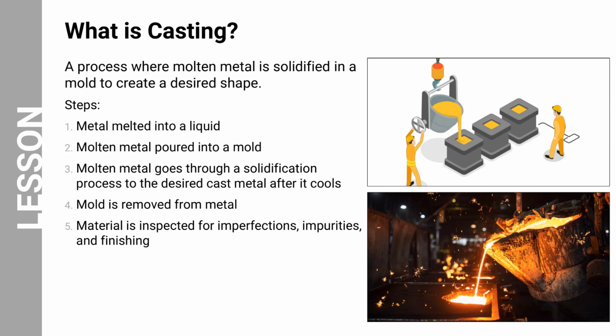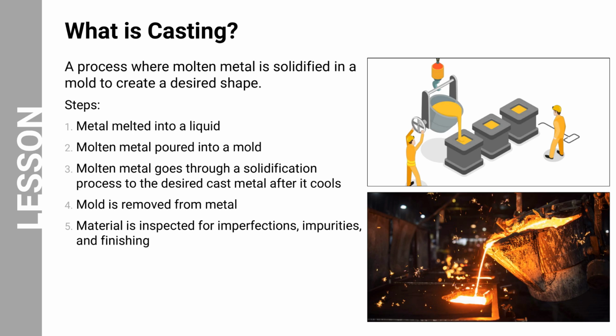Casting is when molten metal is solidified in a mold to create a desired shape. The process begins by melting the metal into a liquid state. Once liquefied, the molten metal is carefully poured into a prepared mold that has been shaped to match the desired final product. The metal then undergoes a crucial solidification process as it cools within the mold, transitioning from its liquid state to form the intended cast metal shape.